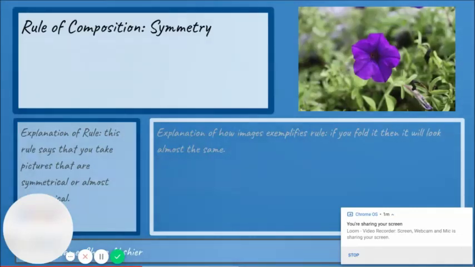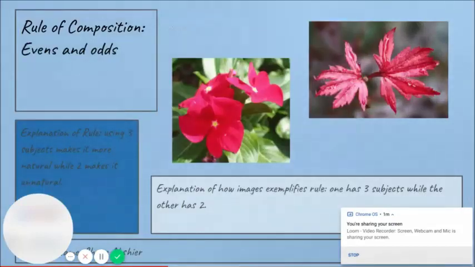My name is Chase Asher, and my first rule of composition is symmetry. The explanation of the rule is this rule says that you take pictures that are symmetrical or almost symmetrical. This image exemplifies the rule because if you fold it, then it will look almost exactly the same.